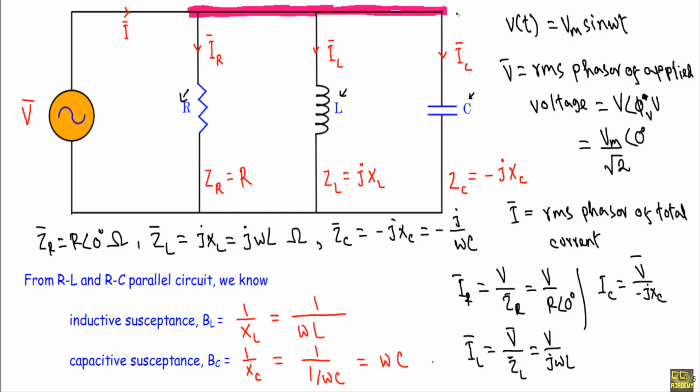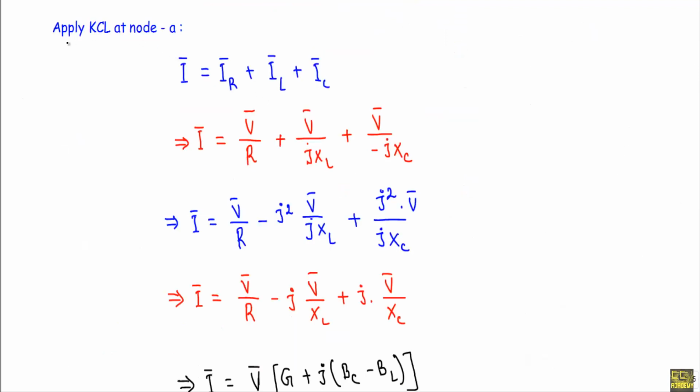In the circuit, if I denote this node as node A, you will see this current I is entering, and IR, IL, and IC will be outgoing. Therefore, if I apply Kirchhoff's current law at node A, you will see incoming current I will be equal to the sum of outgoing currents IR, IL, and IC. I equal to IR plus IL plus IC. We know that IR is equal to V over R, IL is equal to V over jXL, and IC is equal to V over minus jXC.